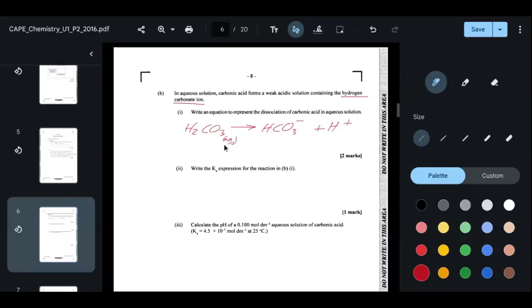I did something wrong in the equation. What was it? If it's a weak acid, it's an equilibrium, forward and reverse reaction. Then now write the expression for Ka. So what is Ka equal to? Products over the reactants. So for this, you can put H plus squared over H2CO3.